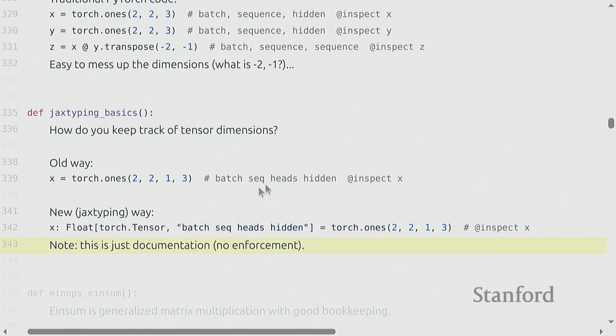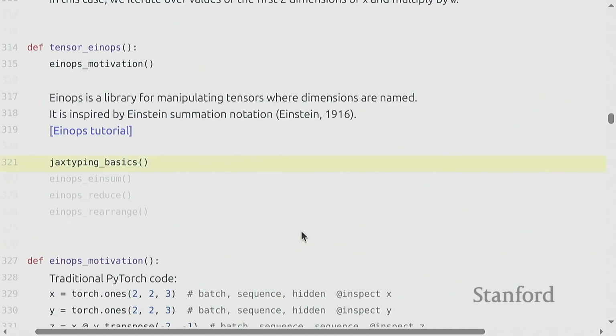Now, notice that there's no enforcement here, because PyTorch types are a little bit of a lie in PyTorch. It can be enforced, you can use a checker and raise an error, but not by default. Okay, so let's look at the einsum.